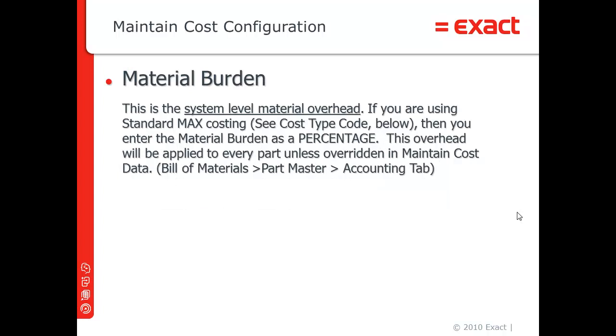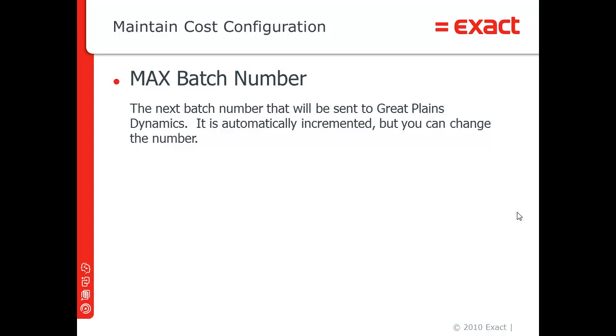Likewise, the material burden. This is the system level material overhead rate. Now if you're using standard costing, then you enter the material burden as a percentage. This overhead will be applied to every part unless overridden in maintain cost data, and that's in the bill of materials module, part master, accounting tab. The max batch number is the next batch number that is assigned to a batch that goes to Great Plains or your accounting system. You can change the number here if you like.